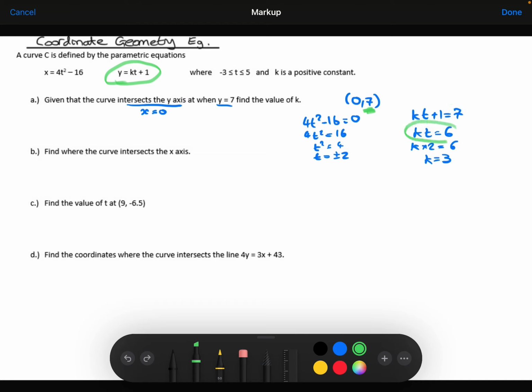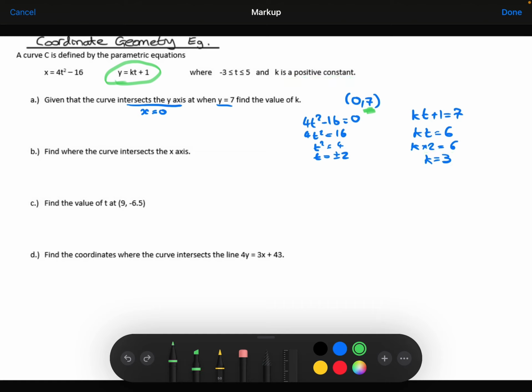So therefore kt equals 6, that's me subtracting 1 from both sides. And then I'm thinking, I know that t is either 2 or minus 2. And I know that t is going to have to be positive 2, because that gives me k being 3, which is a positive constant.